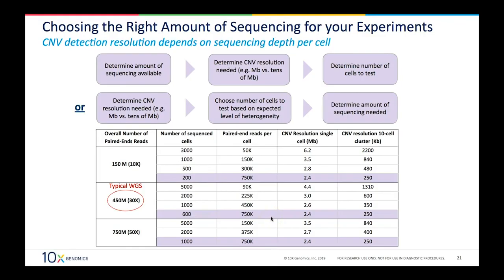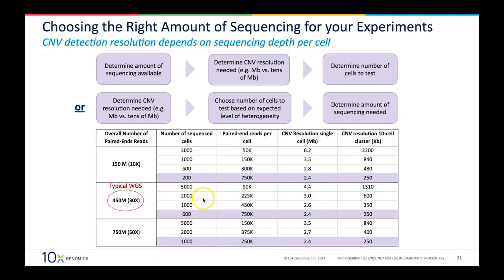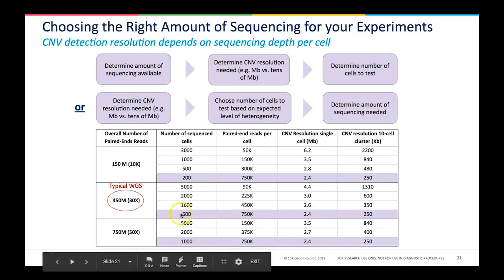However, if you know that the kind of copy number variations or events that you're looking for are wider than that, for example, chromosome size or chromosome arm size, then you know that maybe you don't need such a high resolution, so you can actually decrease the number of reads that you get per cell, which actually allows you to increase the number of cells that you can test in your system. So here, for example, if you know that you are satisfied with a CNV resolution of 3 or 4 megabases, then you can increase your experiment from just 600 cells to going in the thousands of cells.